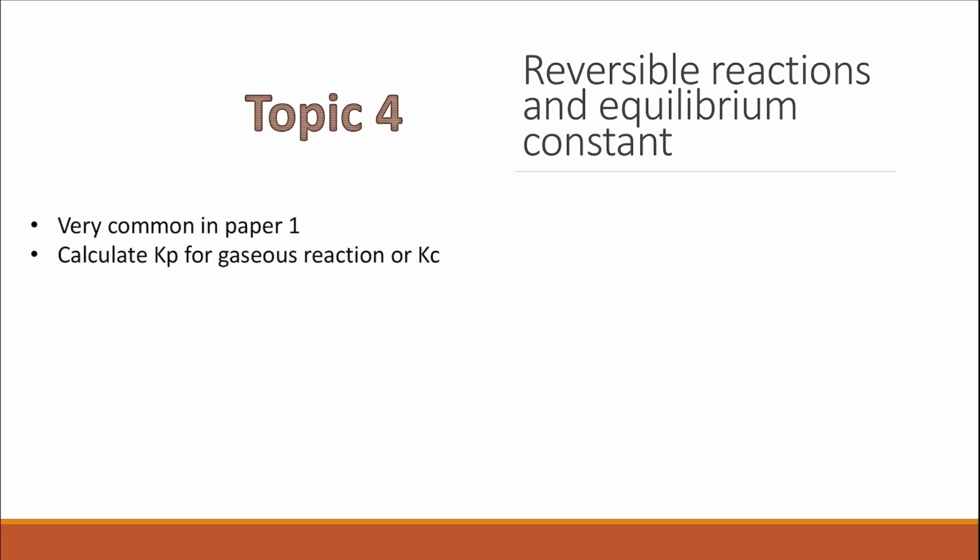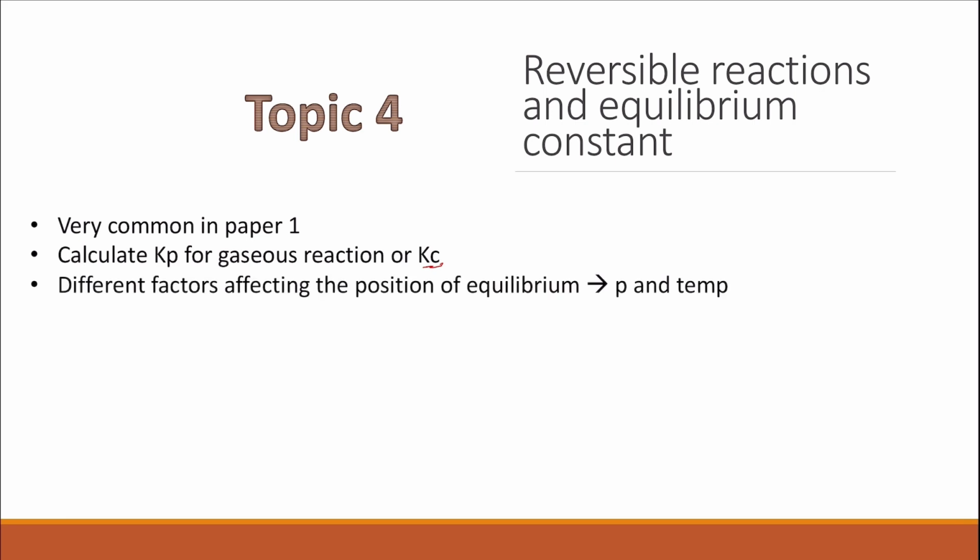Topic 5 is pH and buffers. So this is also very, very common in paper 1. I've never seen paper 1 without questions about the pH. And sometimes they ask about buffers as well. So they would ask you to calculate the pH of a different acid or a base, or they could ask you to calculate the Ka for the weak acid. So remember all of these equations that you would need to use in your exam, or at least use some of them in your exam.